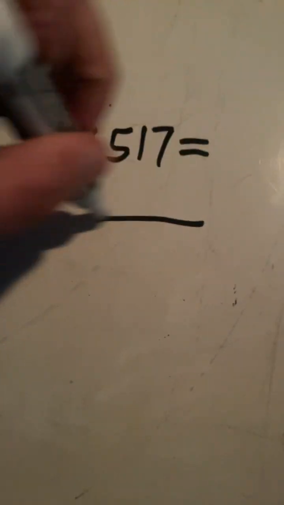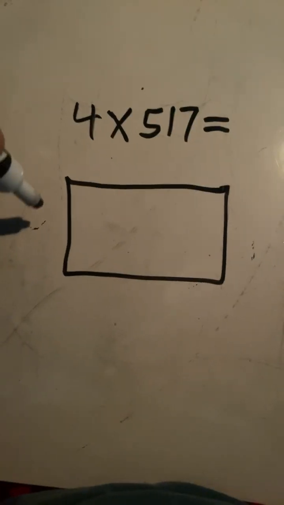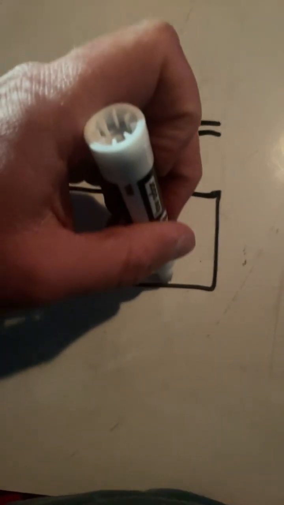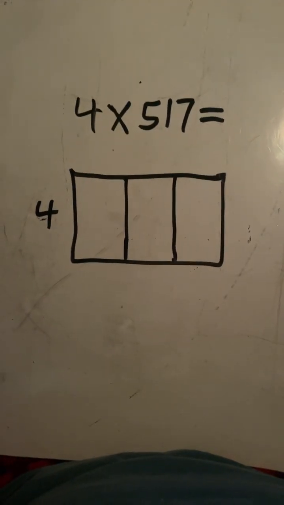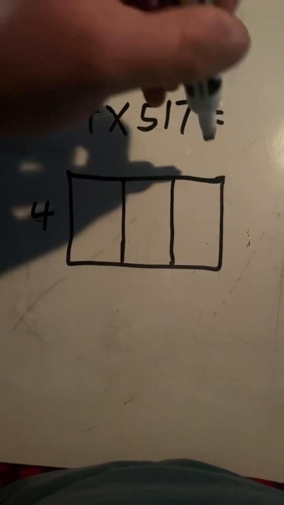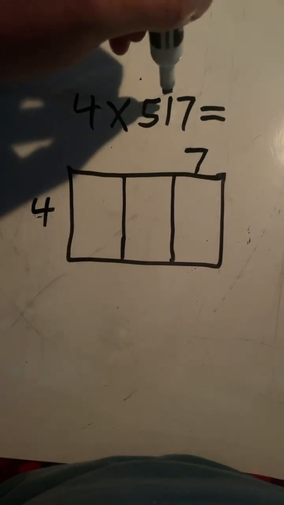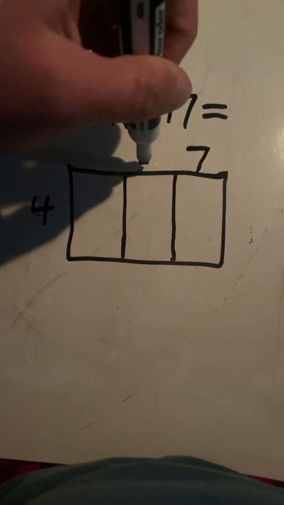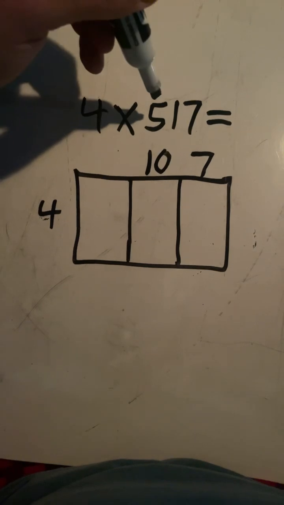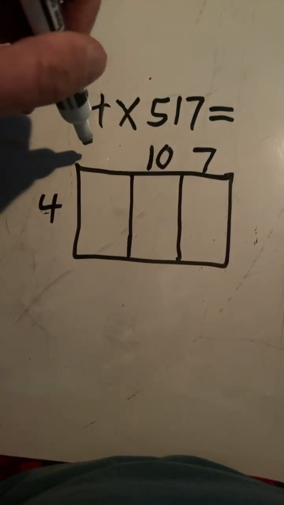4 times 517. So we're actually going to start out by breaking 517 down into expanded form. The 7 in the ones place is a value of 7 ones. The 1 in the tens place is a value of 10. The 5 in the hundreds place, 5 hundreds, is a value of 500.